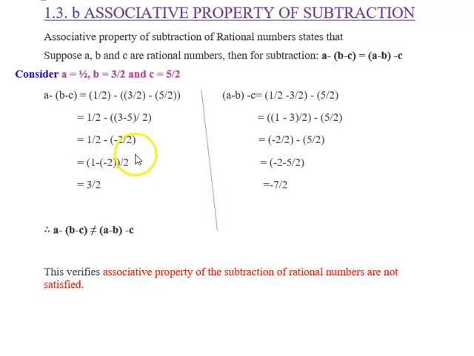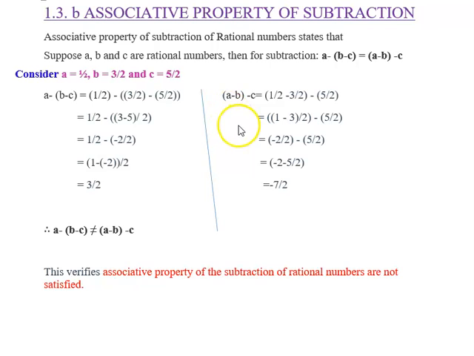Here also the denominator 2 is common. We are taking it out and then we are adding the numerators. So that is 1 minus of minus 2. 1 minus of minus will become plus. So 1 plus 2, that is 3 by 2. So this is A minus (B minus C).